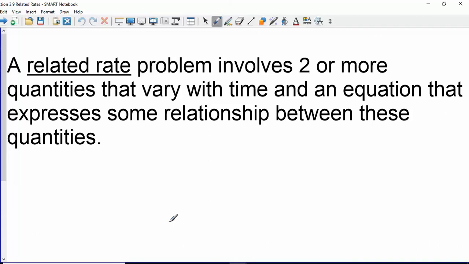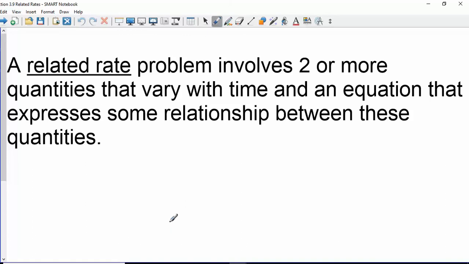So this will tie back with the implicit differentiation that we did before Christmas. You guys remember that, right? When we had x's and y's in the same problem. Every time we did the derivative of a y, what did we put with it? dy/dx, because we were doing our derivative in terms of x. So x just got to stay normal, y got a dy/dx.